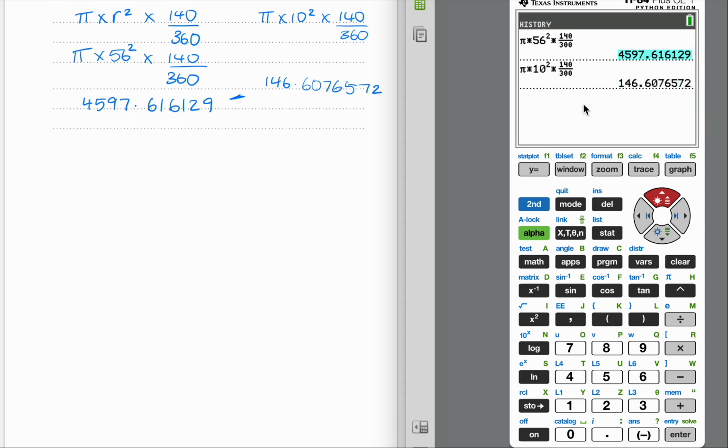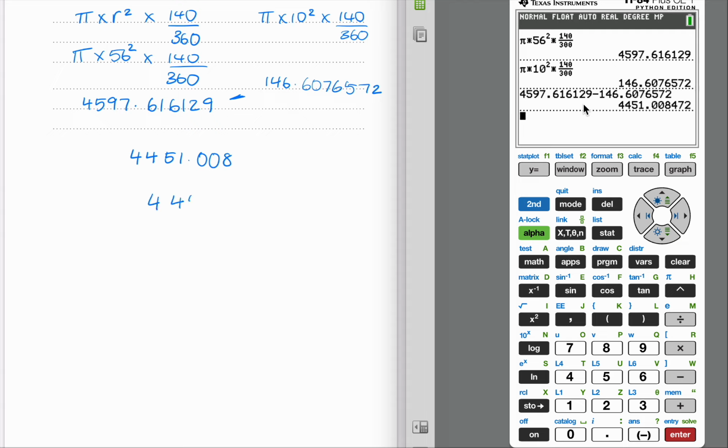And now if I subtract those two, so it's this one minus this one, which is 4,451.008. So to three significant figures, that is 4,450 centimeters squared, since we're talking about centimeters with the radius that we've substituted in.